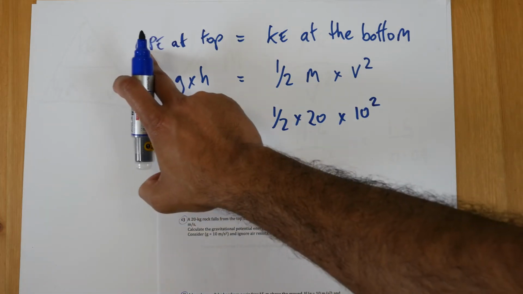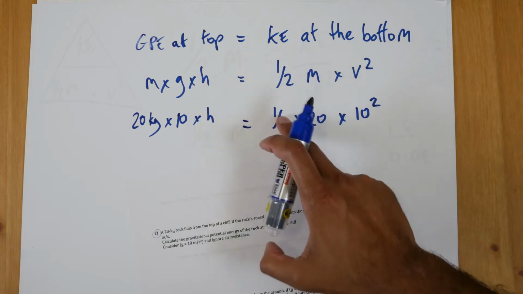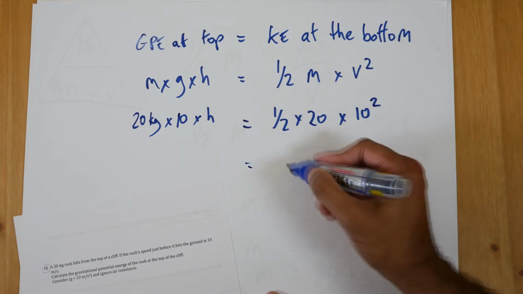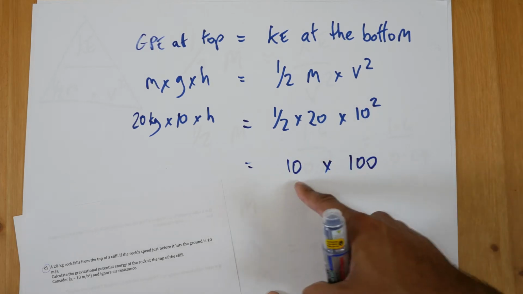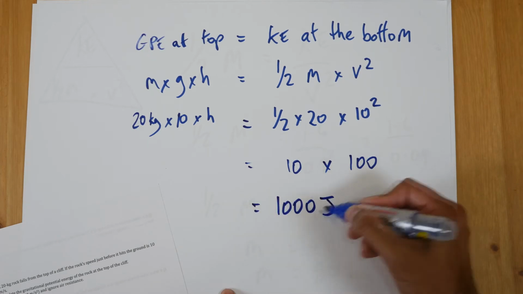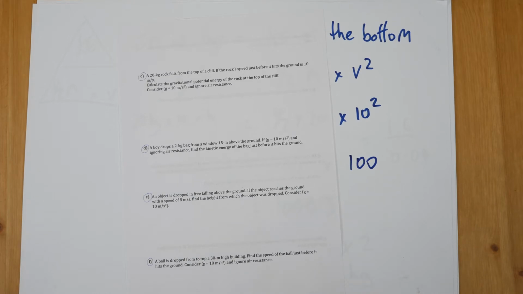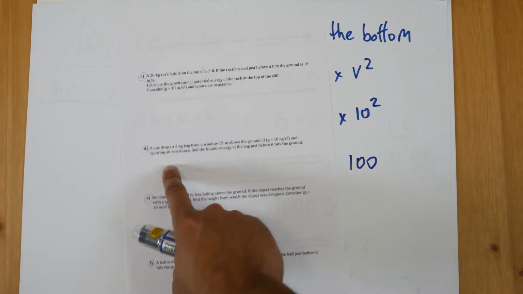Okay, so the GPE at the top is equal to the KE at the bottom. We've got all of these numbers. All we've got to do is work out these, right? So half times 20 is 10, and 10 squared is 100. Okay, 10 times 100 is 1,000 joules. That was reasonably simple, actually. Let's see if it gets any harder. Let's look at question D.